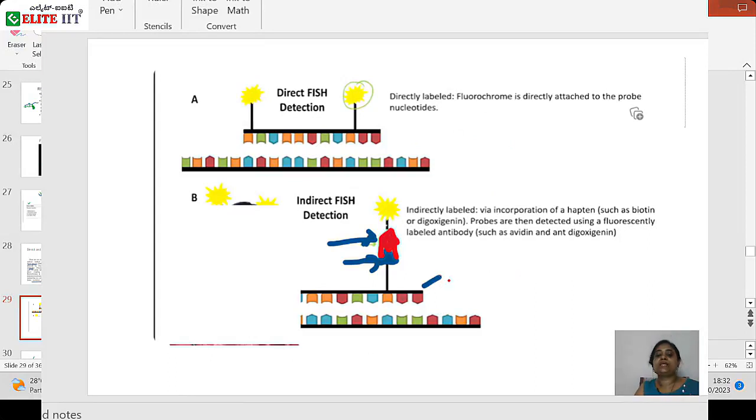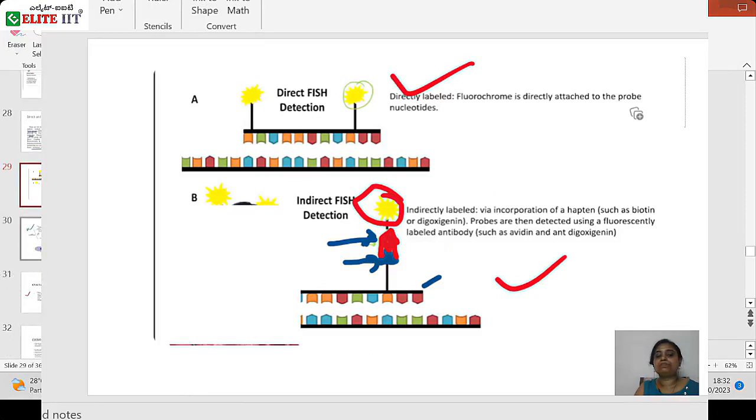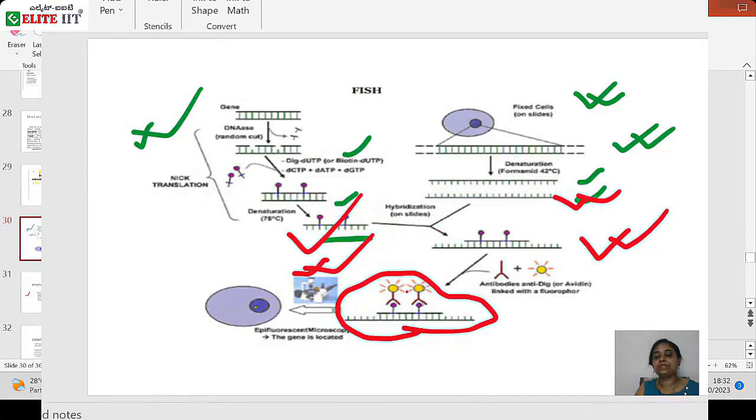Okay, so antibody against digoxygenin. And with anti-digoxygenin or avidin, what is attached? One fluorescent compound is attached. So this is called the indirect method, and this is the direct method. Directly, a fluorescent compound is attached with the probe. So this is all about FISH.